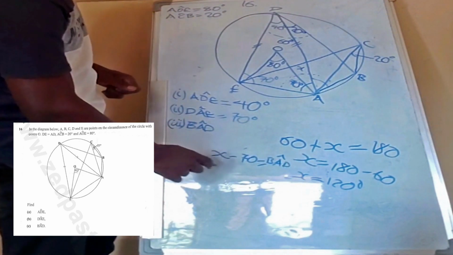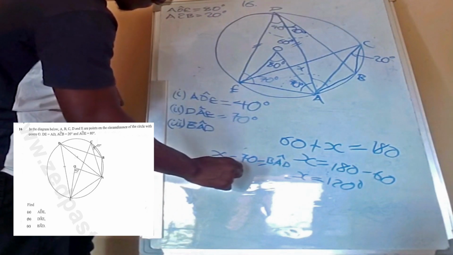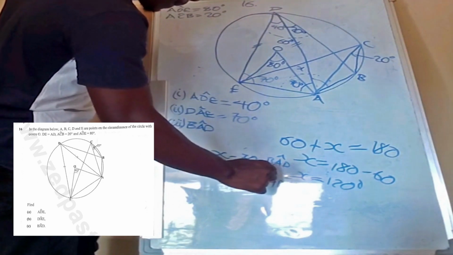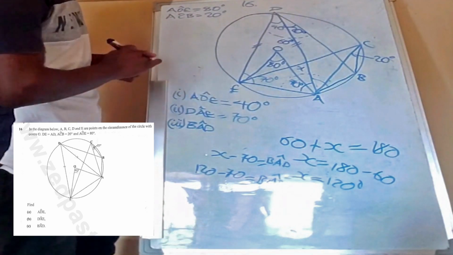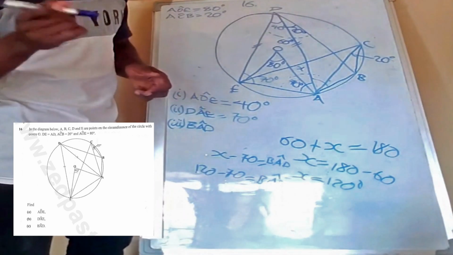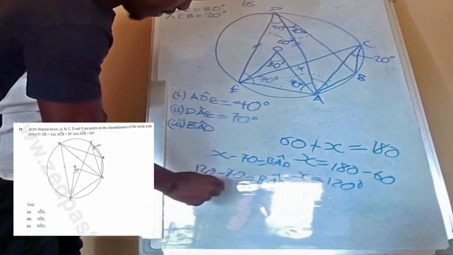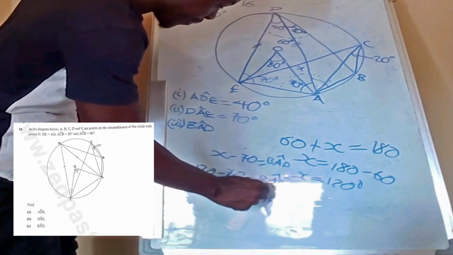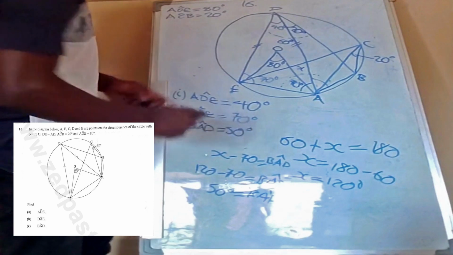So what is our x? 120. So 120 minus 70 equals BAD. What is 120 minus 70? 120 minus 70 will give us, I've forgotten, 50. To give us 50. So we've got 50 degrees here. So BAD is equal to 50 degrees. So BAD equals 50 degrees.